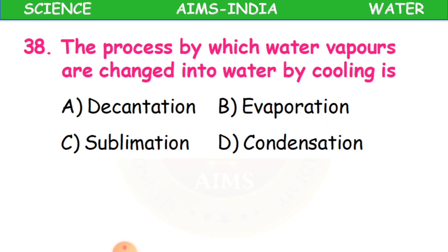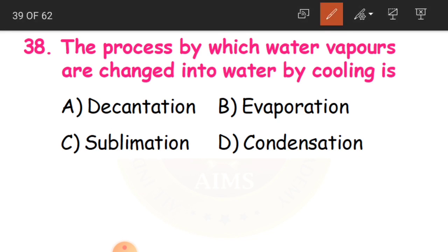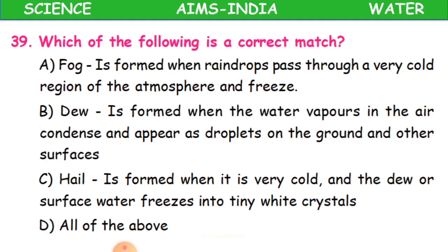Now 38th question. The process by which water vapor is changed into water by cooling is what? Decantation, evaporation, sublimation, or condensation. So just now we have learned that the water vapor is going to change its form after cooling. Now suppose water after cooling, what happens? It becomes an ice cube. No, it has different forms like snow, fog, and all that. So this is because of condensation. Okay children, D option is the correct answer.